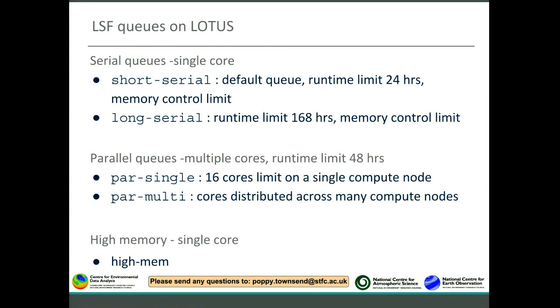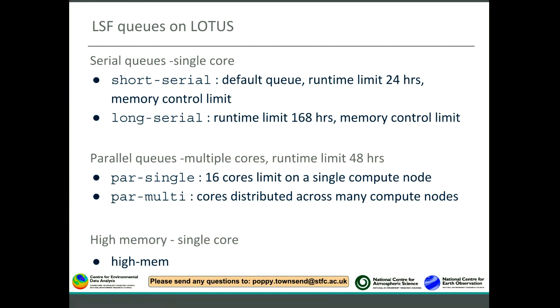So if you have a task that needs just one core or one CPU, then you can submit it either to the short serial or the long serial, depending on the runtime limits that you need for your processing. The short serial queue is the default queue, and the maximum runtime is 24 hours, while the long serial is not the default queue. You have to request it in your submission, and it has a runtime limit of 168 hours. This is 7 days. On both the short serial and the long serial, there is a memory control limit enforced, and I will cover this later.